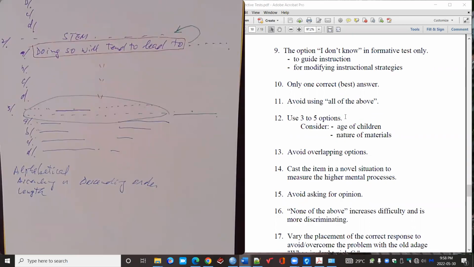Use 3 to 5 options. Of course, you have to consider the age of the children and the nature of the materials. For young kids, true-false is good, but if you resort to multiple choice, say 3 choices for young kids. As they grow older, 4 choices, and for high school students, say grade 9 and above, 4 or 5 choices. Now, avoid overlapping options.